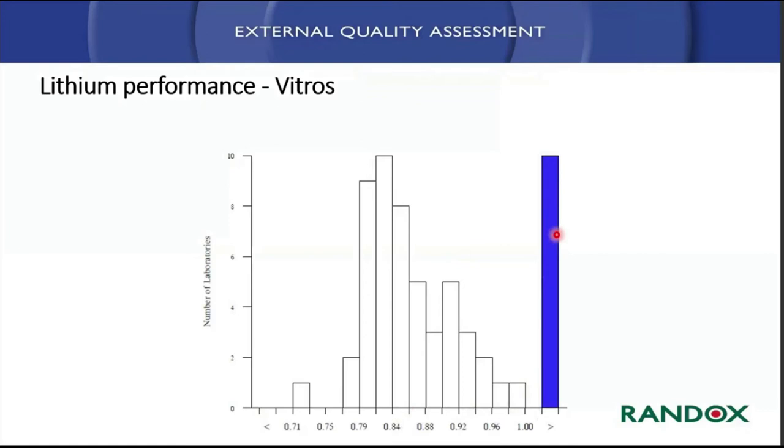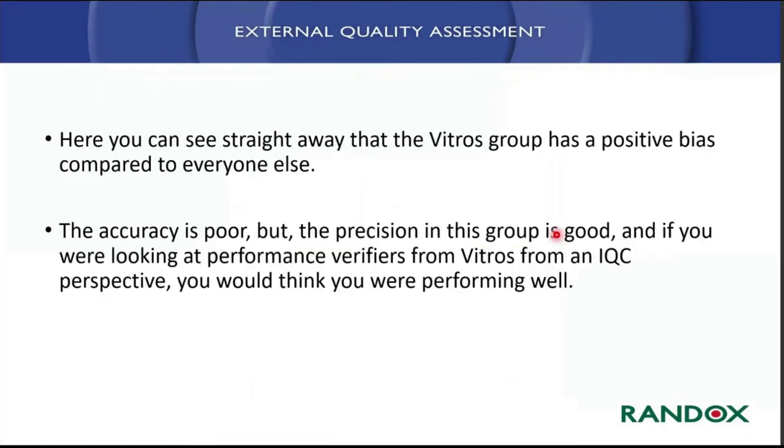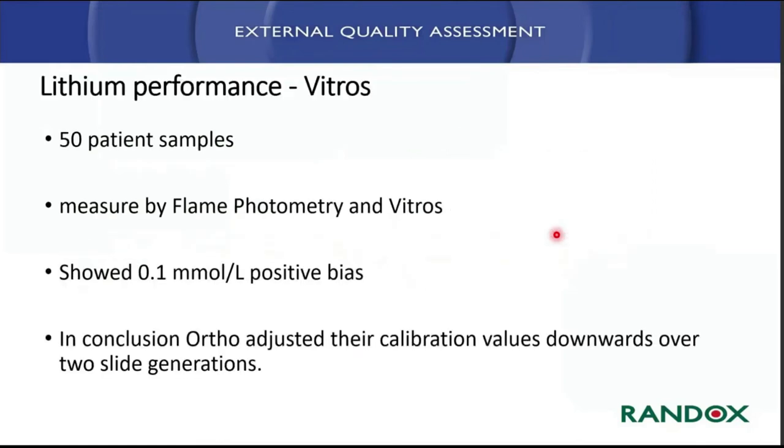Now, just as we mentioned in the previous example, we also get asked the question about the matrix of the material that we provide. But we were very confident that the material was fine. So what we did then was look at individual patient samples. We measured these by flame photometry and also on the Vitros system, and we were able to show that the Vitros system did indeed show a positive bias.